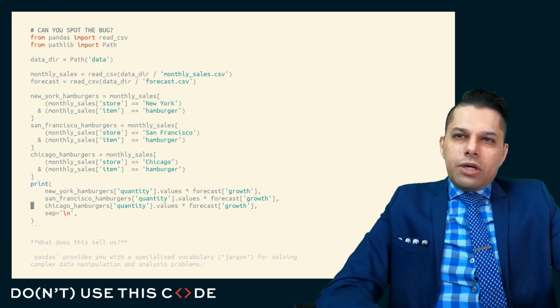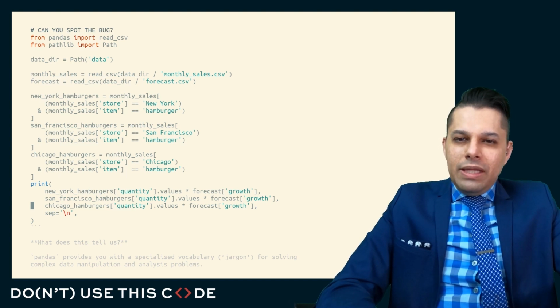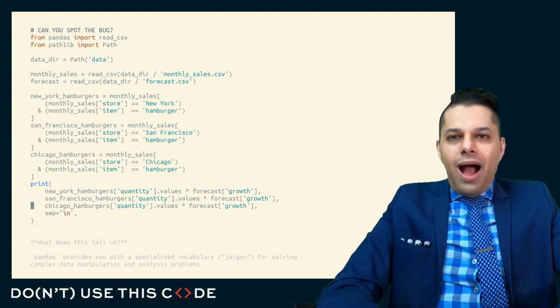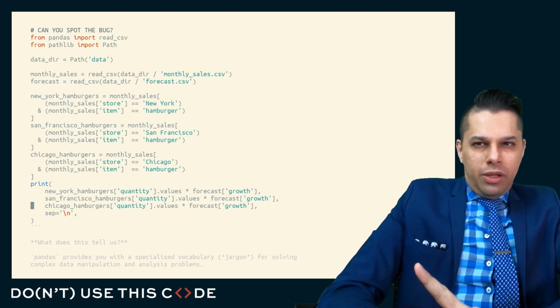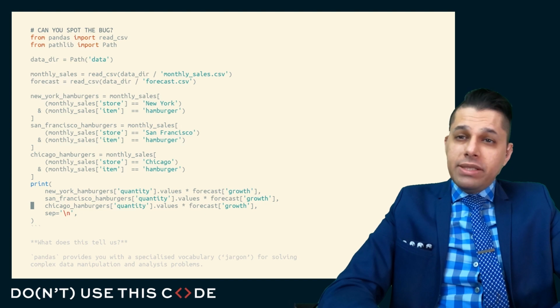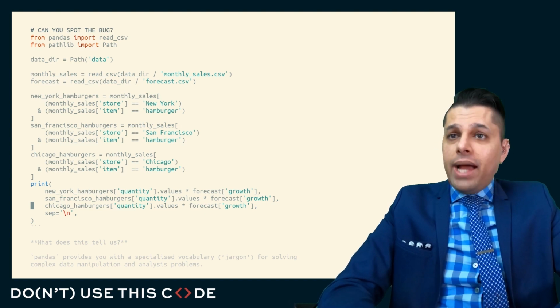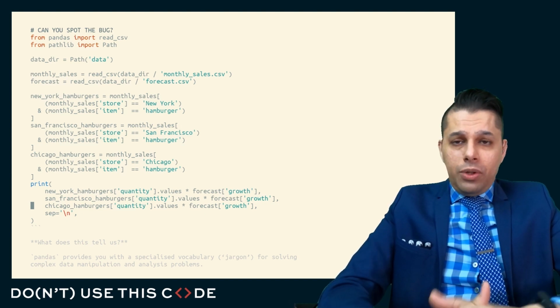If you took a look at this code and you said the bug might be in the input data, well, I wouldn't quite do that to you. The bug is not in the input data. If you look at the code and you said, oh, the bug is in our masking, well, the masking all works. These are, in fact, our New York, San Francisco, and Chicago hamburgers.